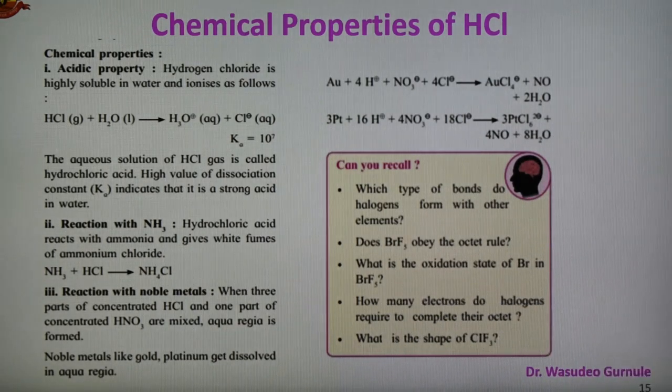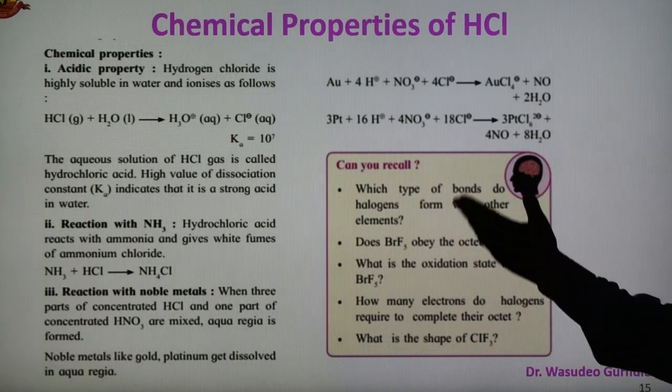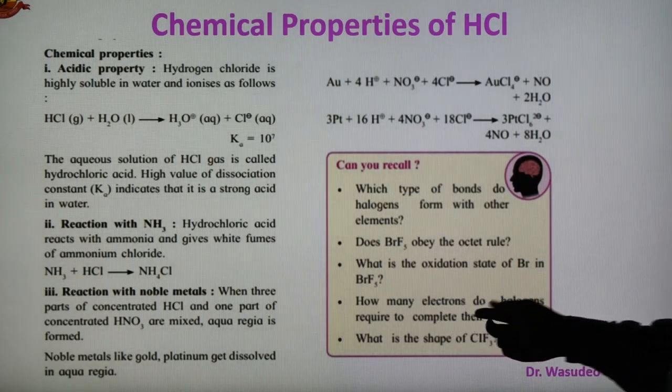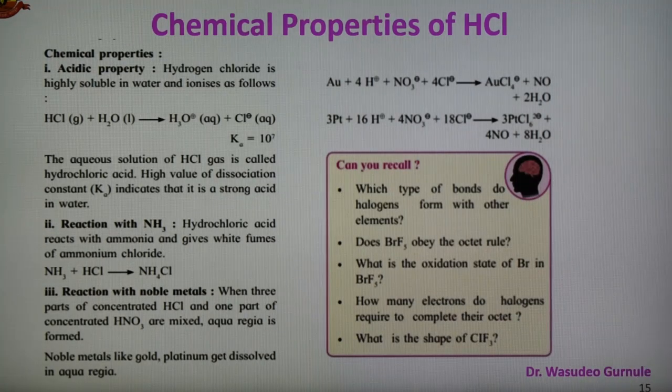How many electrons do halogens require to complete the octet? Halogens have 1 electron less to complete the octet. So all halogens have 1 electron less, so they require 1 electron to complete the octet.